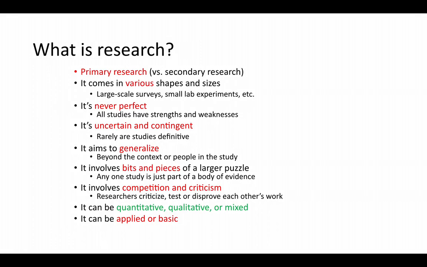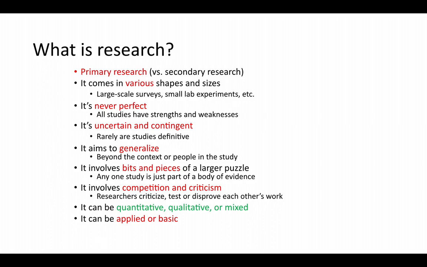Now, the textbook usually defines research in various ways. So you'll see you have primary research versus secondary research, and you have various shapes and sizes, large scale, small number, etc. And research is never perfect, of course, all right? No matter how the authors claim that they conducted scientifically rigorous research, there are always limitations and some space for improvements. And of course, it's really uncertain and contingent.